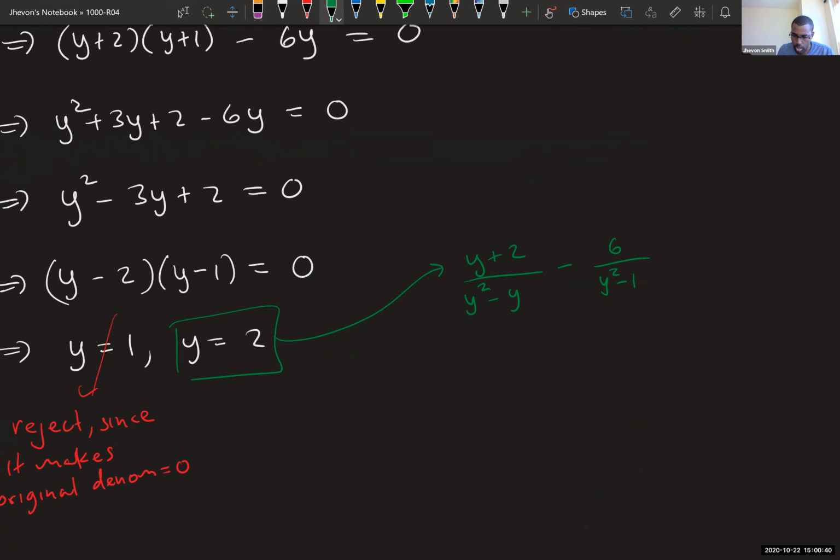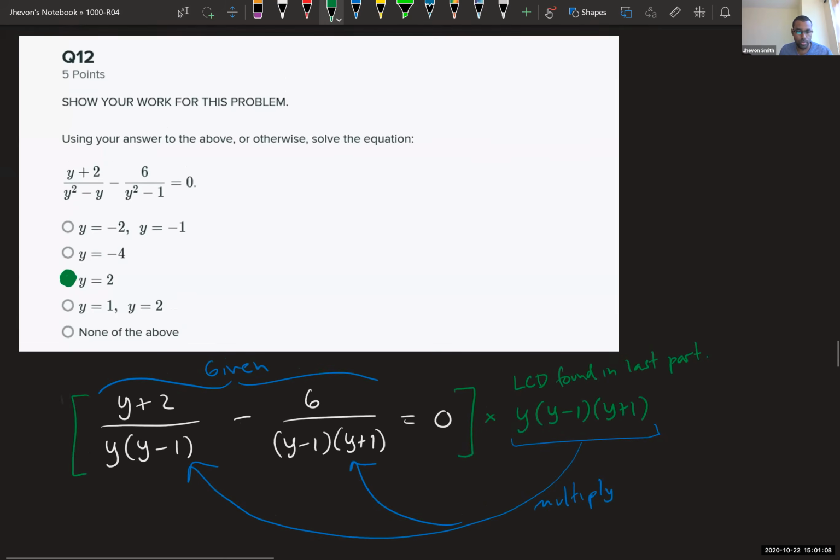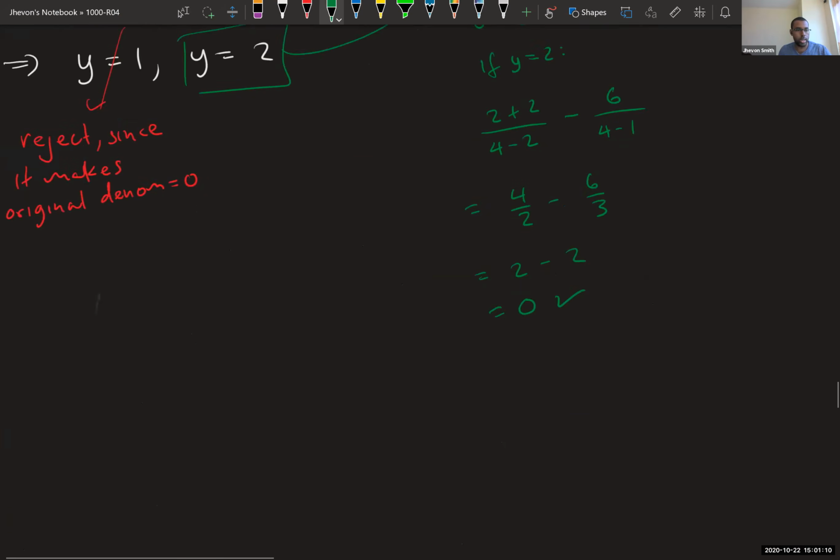Okay, so if our y equals 2, does this actually work? So this is 2 plus 2 over 4 minus 2 minus 6 over 4 minus 1. This would be 4 over 2 minus 6 over 3. This is 2 minus 2, which is 0. So yes, it does work. So the 2 works, but the 1 didn't, because the 1 would make the denominator 0.